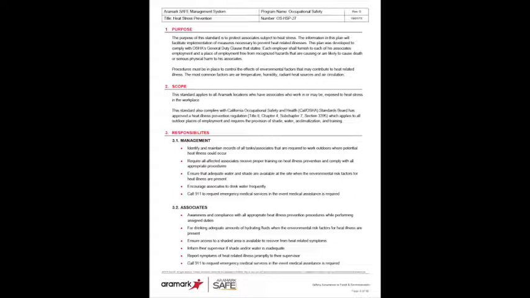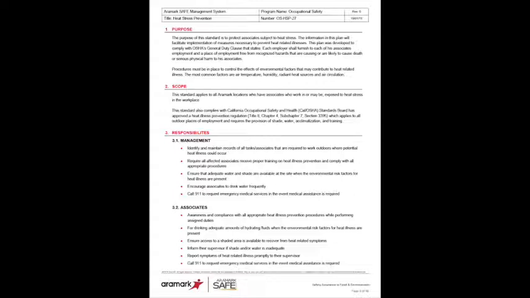Responsibilities. Management: identify and maintain records of all tasks where associates are required to work outdoors and potential heat illness could occur. Require all affected associates to receive proper training on heat illness prevention and comply with all appropriate procedures. Ensure that adequate water and shade are available at the site when the environmental risk factors for heat illness are present. Encourage associates to drink water frequently. Call 911 to request emergency medical services in the event medical assistance is required.